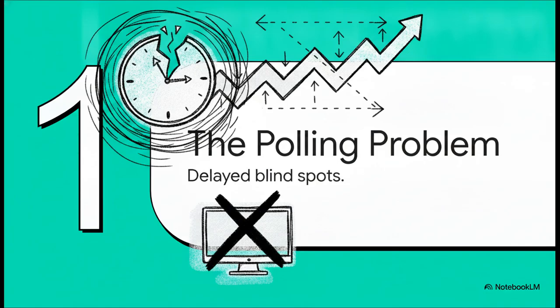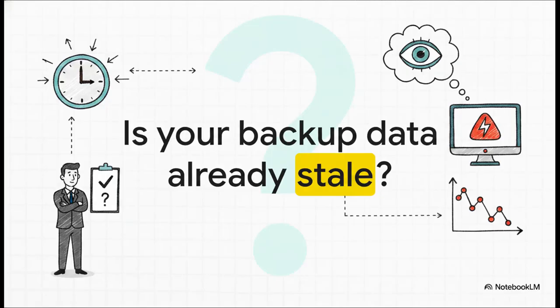Starting with Section 1, the polling problem, or as I like to think of it, the limitations of delayed operational blind spots. To really appreciate the new event-driven architecture we're building today, we kind of have to face the music about how things used to be done. In older setups, teams leaned heavily on multi-tier REST API calls just to gather basic metrics and metadata. But I really want you to ask yourself, is your database backup data already stale?